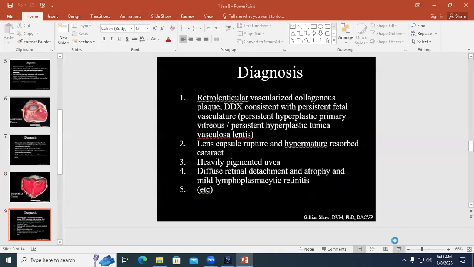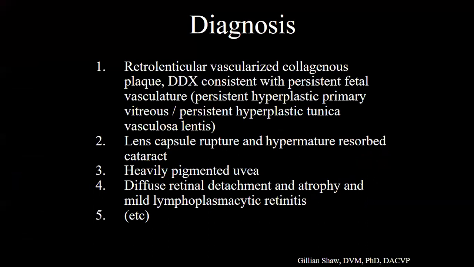So here's some of the diagnoses that I included here. A retrolenticular vascularized collagenous plaque that really is consistent with persistent fetal vasculature. And then lens capsule, I did say rupture here, but it could just be discontinuity, as I said, with a hypermature resorbed cataract, heavily pigmented uvea. Okay, so I maybe didn't actually go for uveal melanosis. Diffuse retinal detachment and atrophy, and mild lymphoplasmacytic retinitis. So there were quite a few other diagnoses here, including glaucoma.